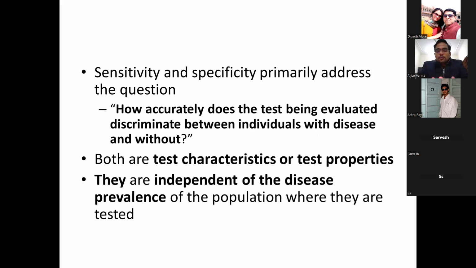So I hope you got some idea of sensitivity and specificity. These two are the properties of the test. They are independent of the disease prevalence, and they are the ones that accurately diagnose, evaluate and discriminate between an individual with a disease and without the disease. Next slide.